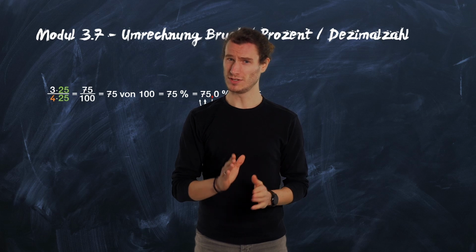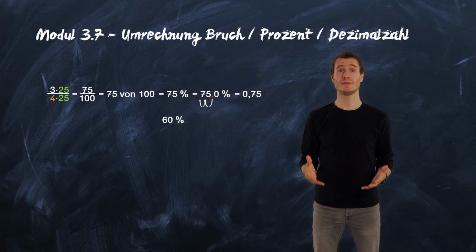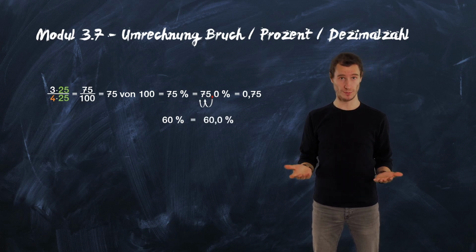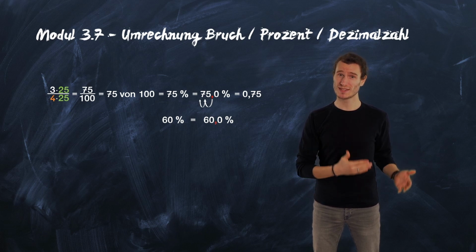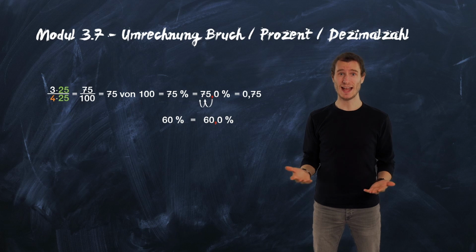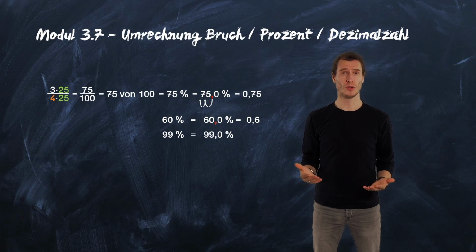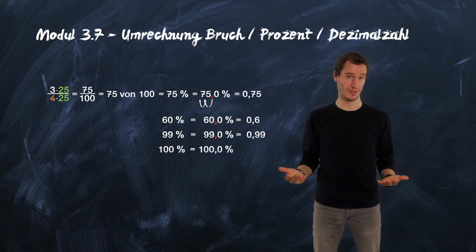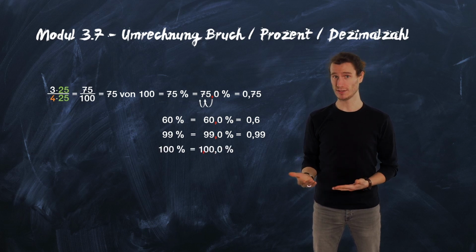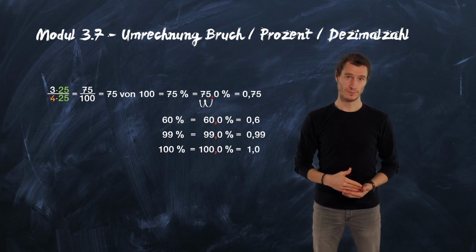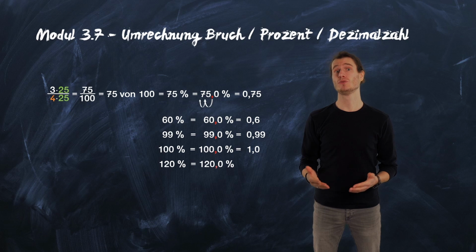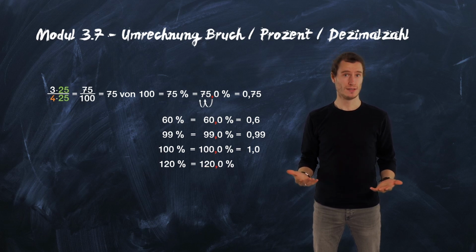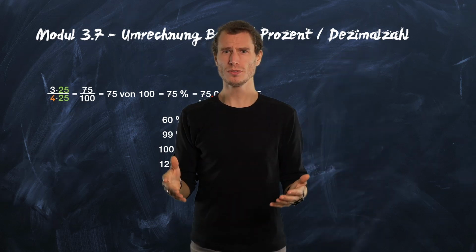This trick with the decimal point always works when you divide a number by 100. I write down 60% as 60.0%. Now I want to divide that by 100. All I need to do is move the comma 2 places to the left, and I receive 0.6. 99% would be 99.0%, and therefore becomes 0.99. 100% is written as 100.0% and equals 1.0. 120% is written as 120.0% and thus equals 1.2. Well, that's how it works with almost all fractions.